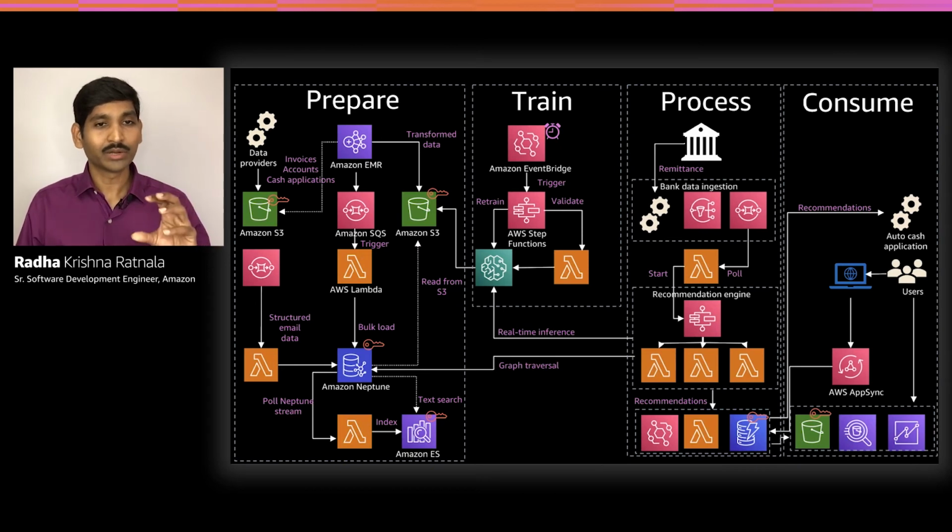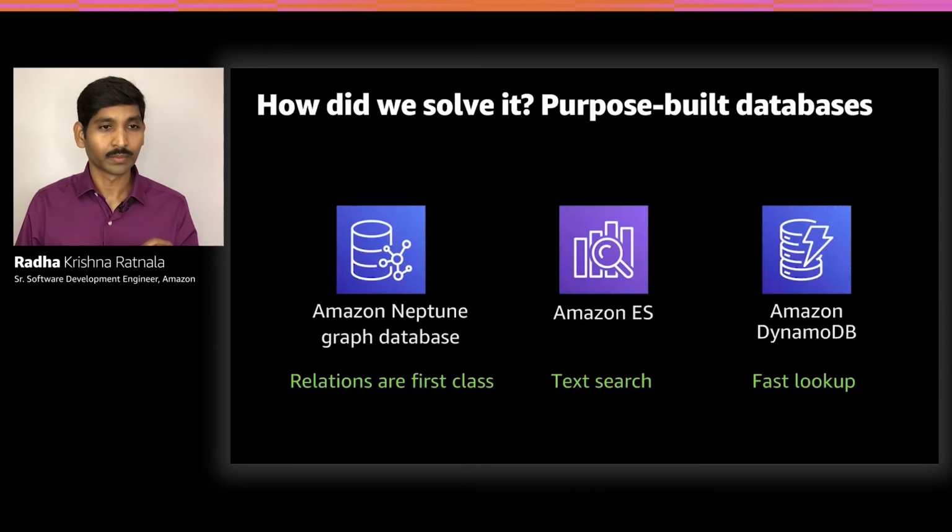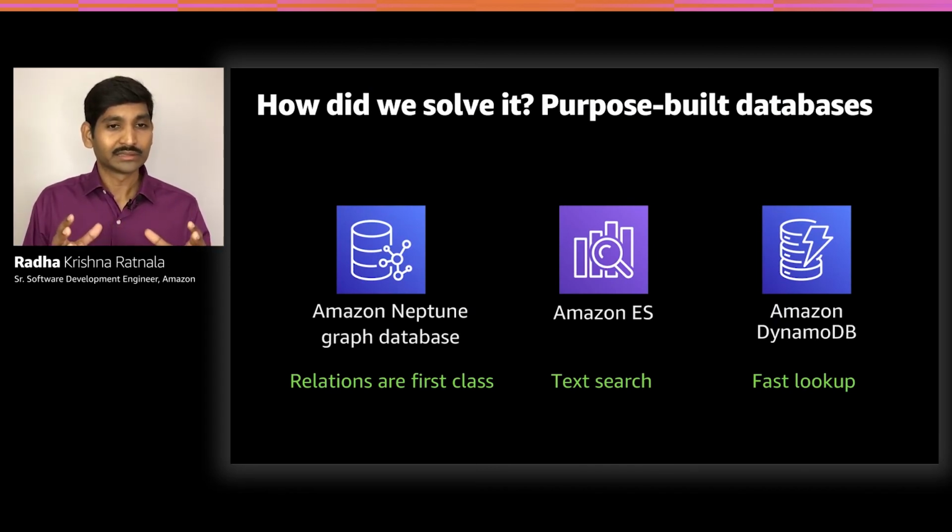So let's take a deeper look into some of these services. We solved complexity using purpose-built databases. These databases have something in common: every item can have a different schema. So that means when you have a new business or a new country launch, when you want to add new properties, you don't have to go back and update the schema.